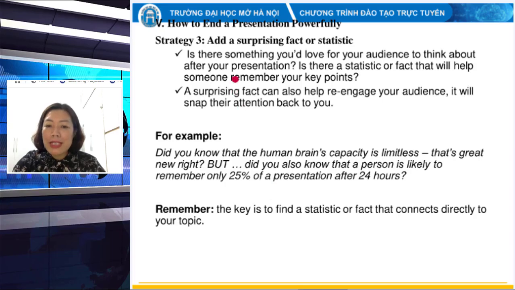So, or another one, you can add the surprising statistic. For example, you say, did you know that the human's brain capacity is limitless? That's great news, right? But do you know that the person is likely to remember only 25% of the presentation after 24 hours. Okay, so the first one, you say that the human's brain capacity is limitless, but you can remember only 25% of the presentation after 24 hours. That's the problem. Okay, that's so surprising data, right?